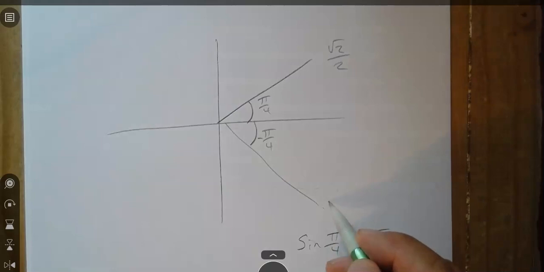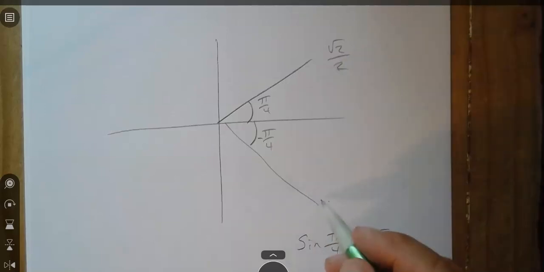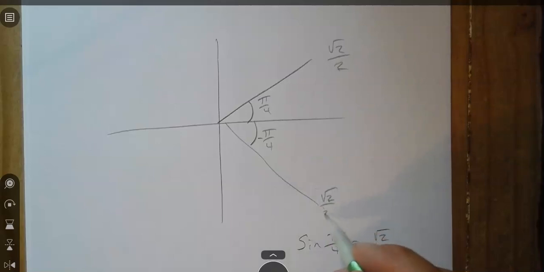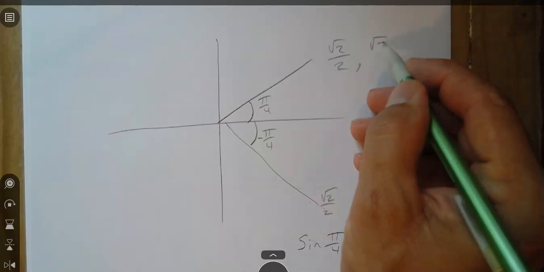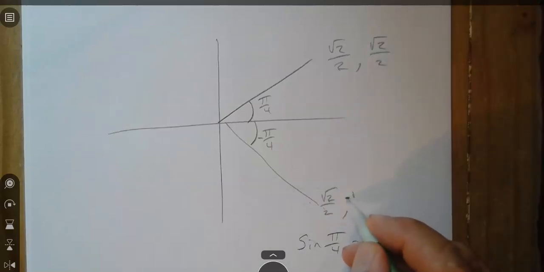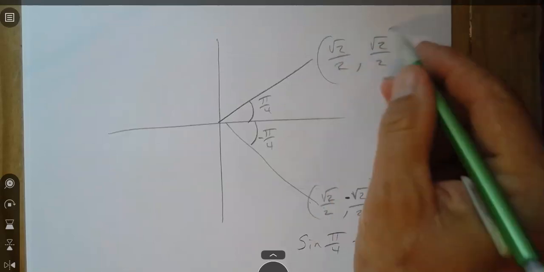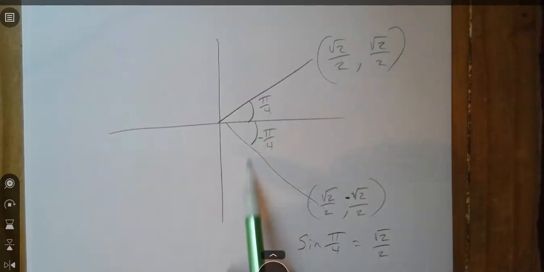Now what would happen if I did my cosine of pi over 4? Well, that's going to be positive root 2 over 2. Well, down here, it's also going to be positive root 2 over 2, because that's my x value, right? And my x value is positive down here. Y value is negative. So my cosine value, even though I'm doing a negative angle, is going to remain positive.